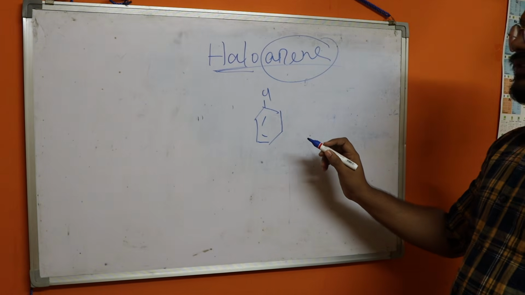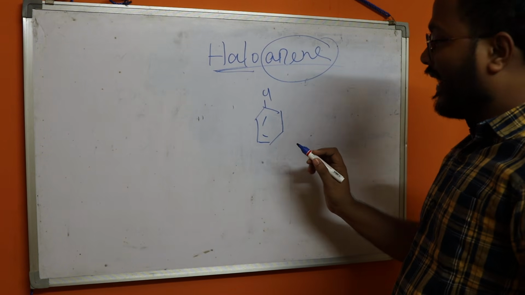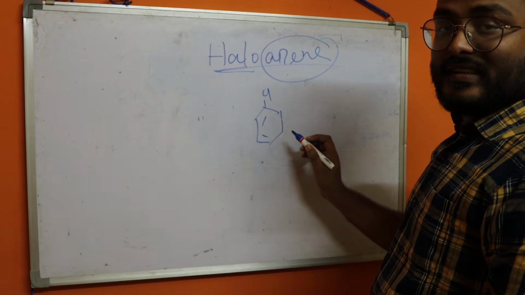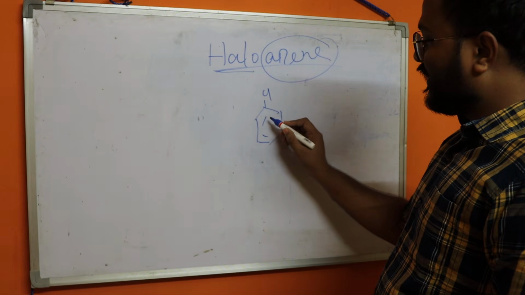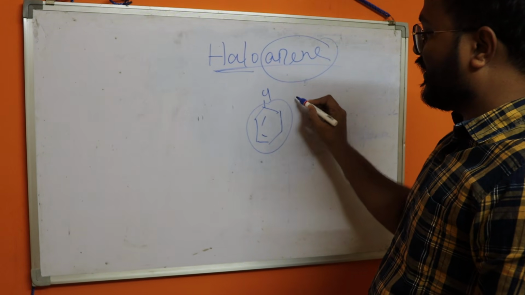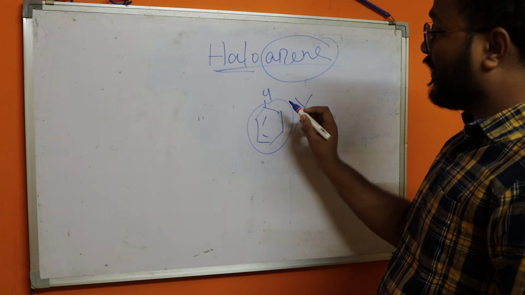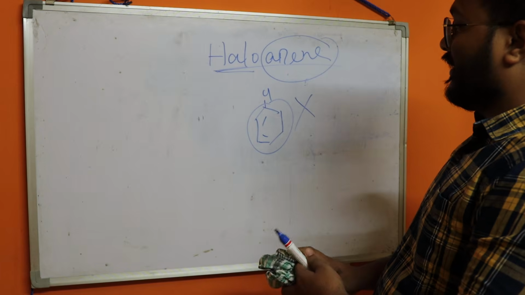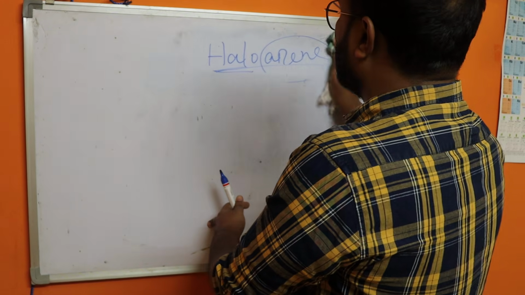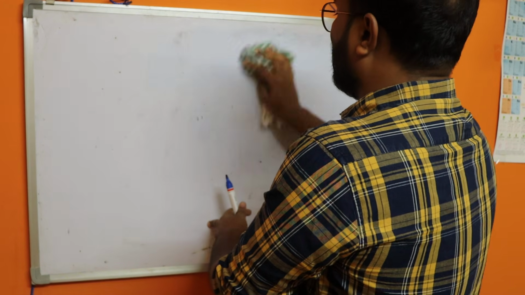Carefully, if you notice this one, do you think this is a haloarene? The answer is no, because this is not an aromatic ring, so this is not a haloarene. Instead, this is one of the haloalkanes. Now we'll see what are the types of haloalkanes.